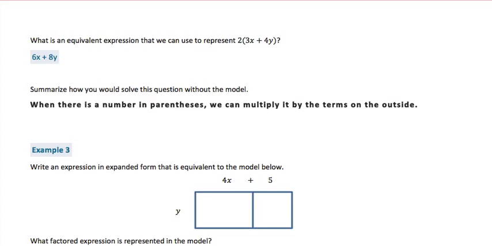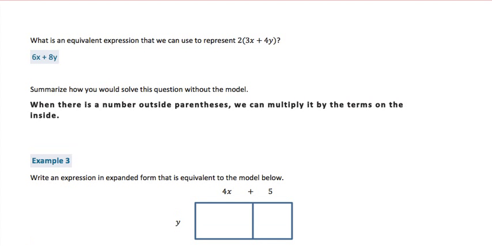And then in summary, when there is a number outside parentheses, we can multiply it by the terms on the inside.